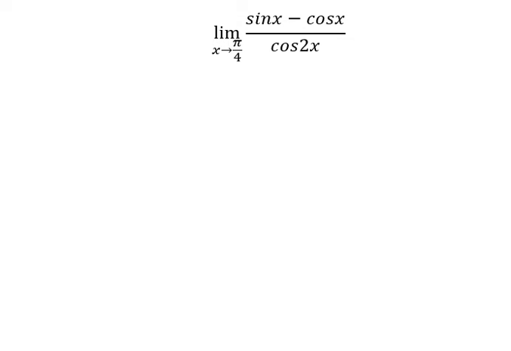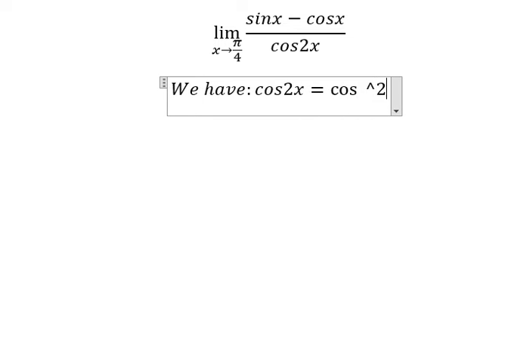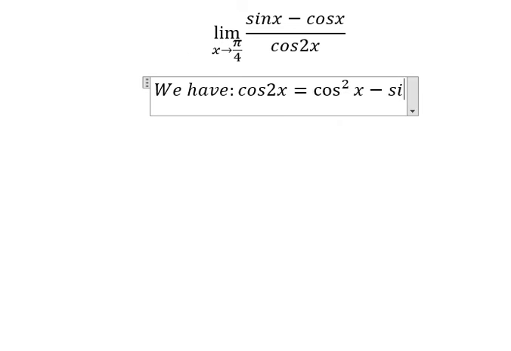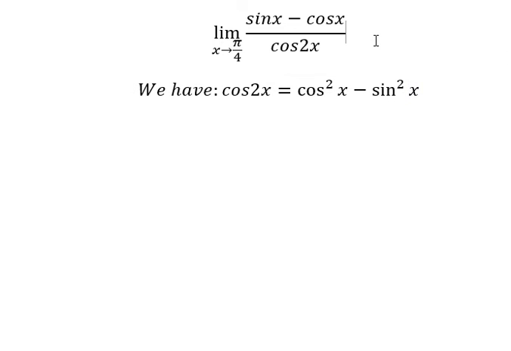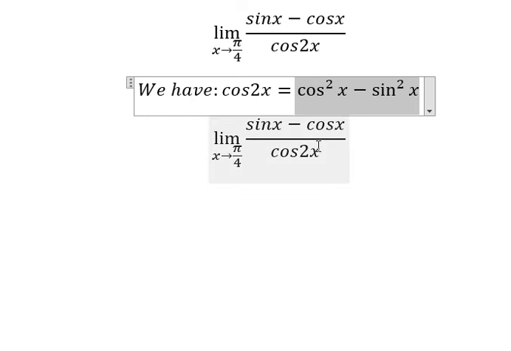Hello everybody. So today I want to talk about calculus, the topic that is about limit. So now I want to show you how to answer. We have the formula in here, that is about cosine 2x equal to cosine squared x minus sine squared x. So I will put this one goal here.